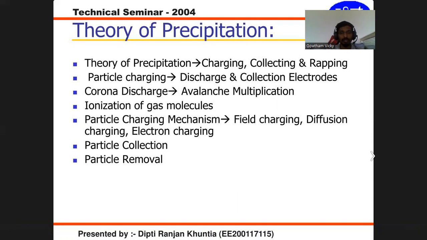corona discharge, that means the avalanche multiplication in the ionization of gas molecules, and then the particle charging mechanisms: field charging, diffusion charging, and electron charging. Then the particle collection and the particle removal. These are the theory of precipitation.